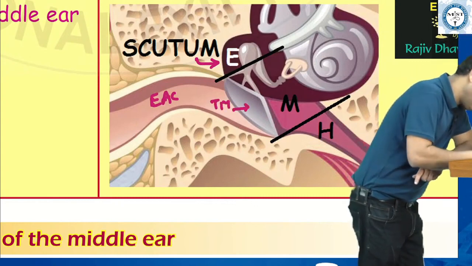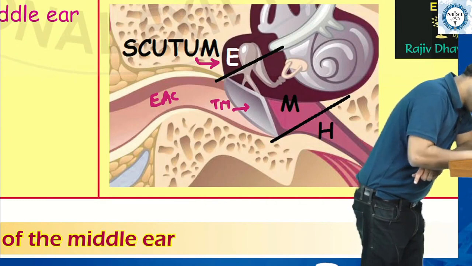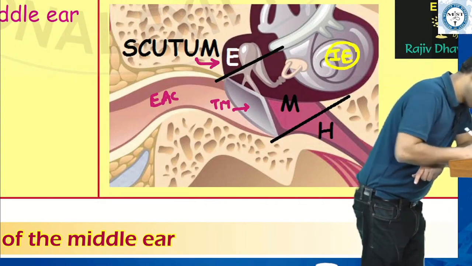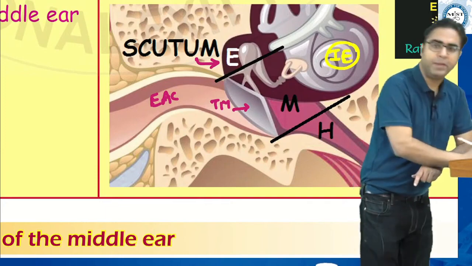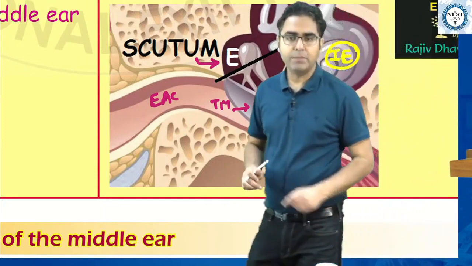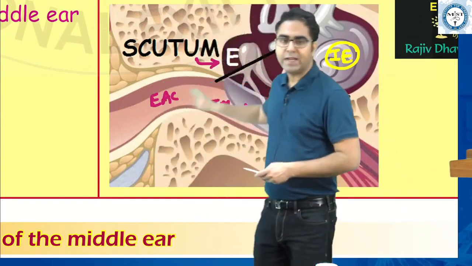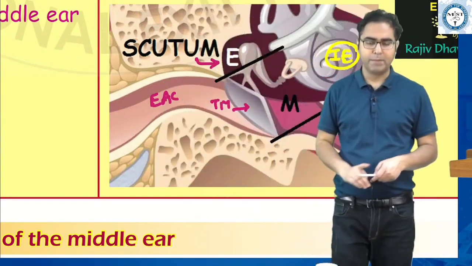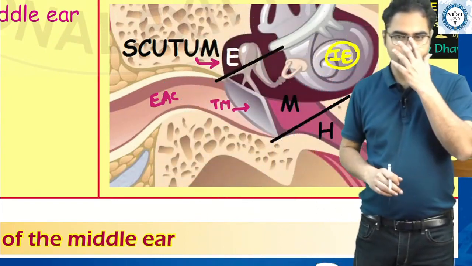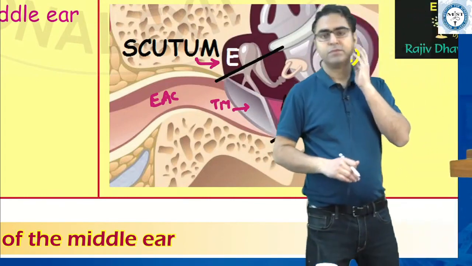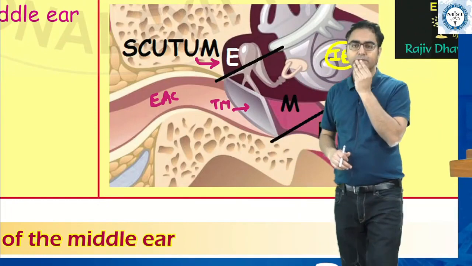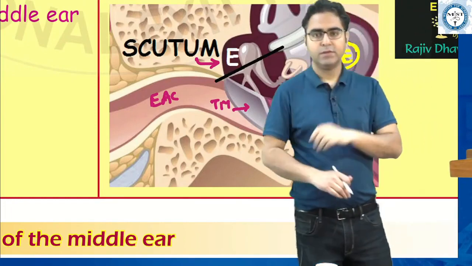This is the inner ear, beta. This is the middle ear. Epi, meso, hypo, beta. Epitympanum is the upper part of the middle ear. It's also called attic. It's covered by a bone called scutum. Have you labeled it, beta? Am I clear? Fine. Very good. Let's go ahead, beta.